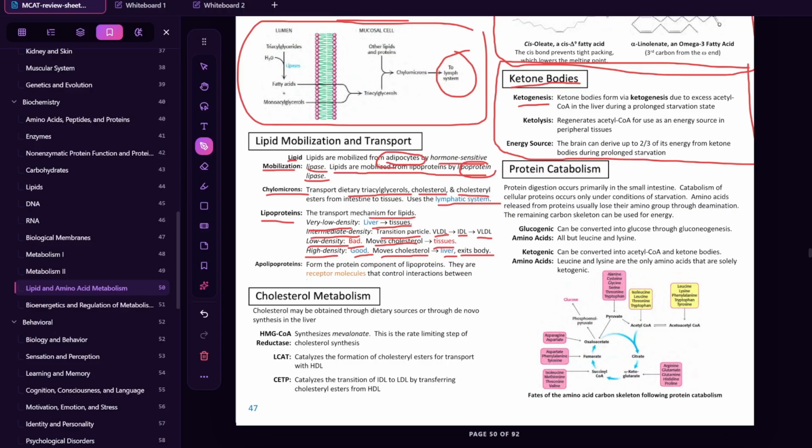Apolipoproteins form the protein component of lipoproteins, and they are receptor molecules that control interactions between lipoproteins and the tissues that they're docked with. They didn't write anything here, but that's basically what they are. A good analogy is that the lipoproteins are like a delivery fleet, and apolipoproteins are the address labels on the side of the truck, telling a tissue, this truck is for you, open the dock. So that's what the apolipoproteins are.